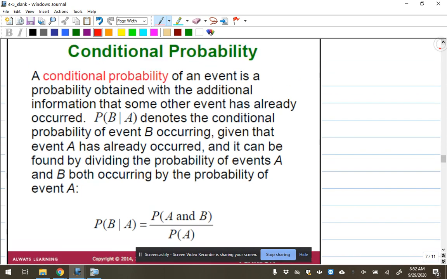All right, so conditional probability. This is the other pillar of the section. The conditional probability of an event is a probability obtained with the additional information given. So the probability of B given A, which we talked about in the last section, denotes the conditional probability of event B occurring given that event A has already occurred. And you've got this little formula here.